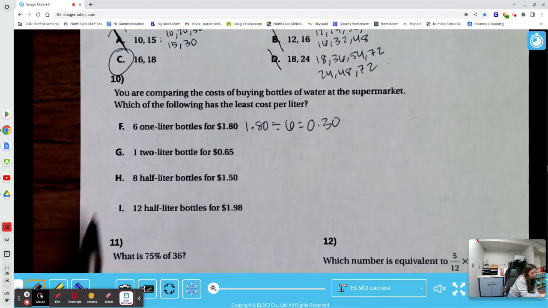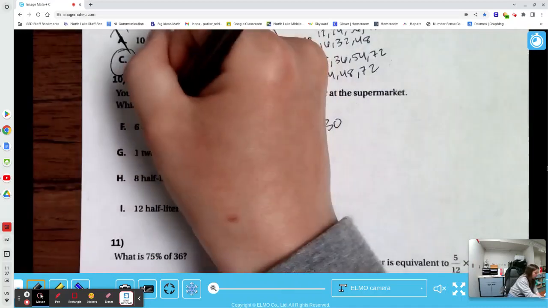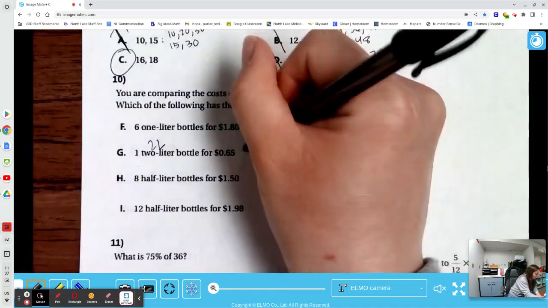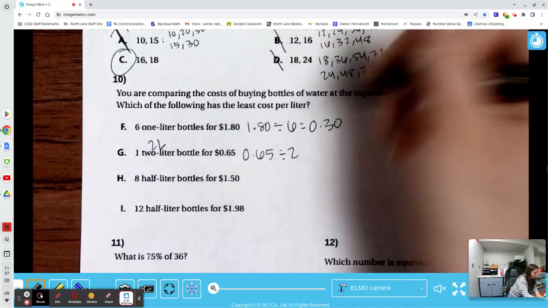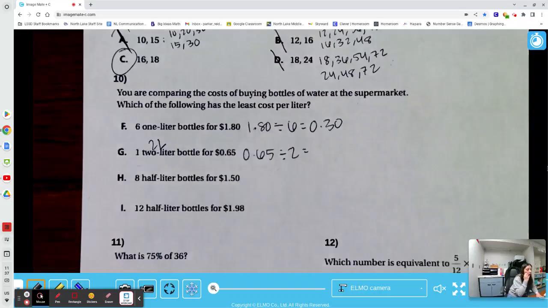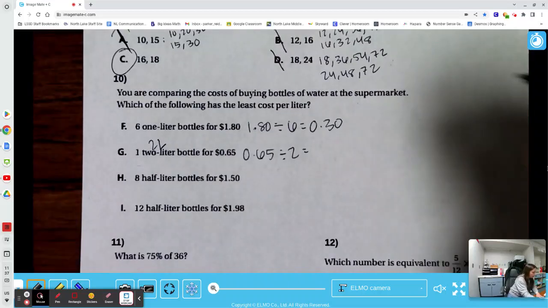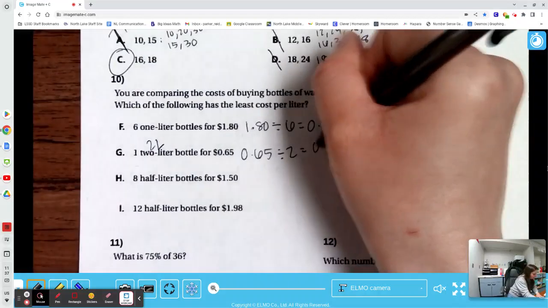But notice the next one. It says 1 2-liter bottle. That means when I divide, I don't want to divide it by 1 bottle. I want to divide the money by 2 liters, because that's how many liters you're getting for this amount of money. 0.65 divided by 2 is 0.325.